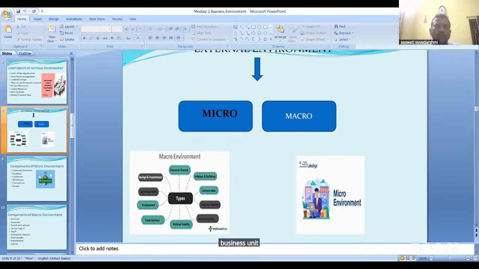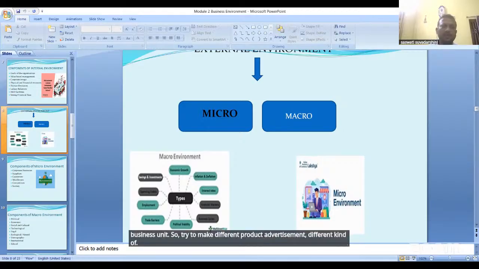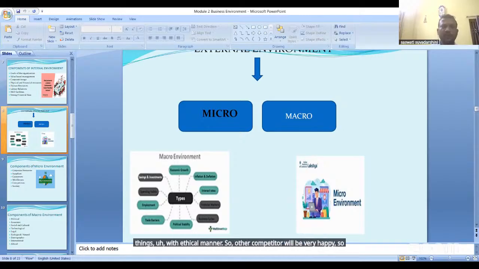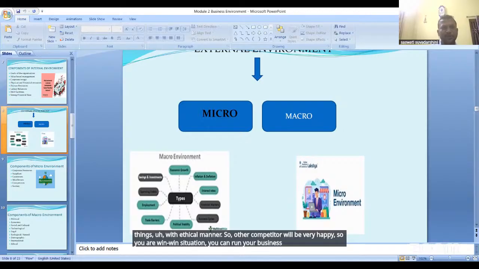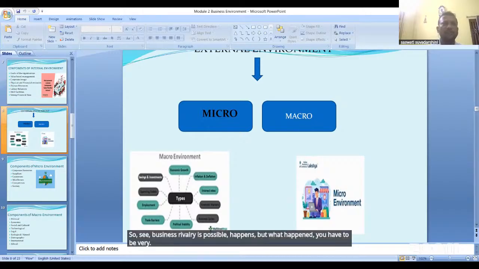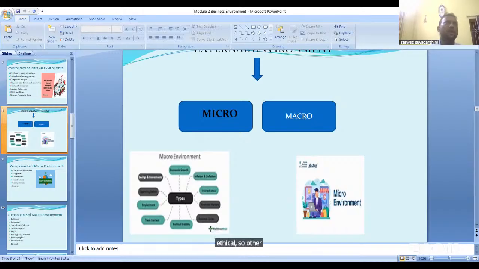So try to make different product advertisements, different kinds of things, in an ethical manner. Then the other competitor will be very happy, and it is a win-win situation, you can run your business. See, business rivalry is possible, it happens. But you have to be very ethical. Then others will feel that you are not unethical, so they will not counter directly.